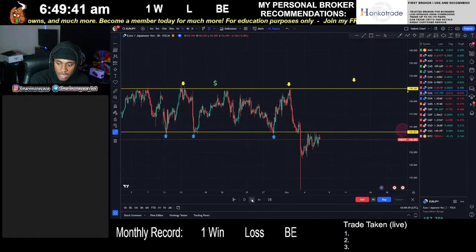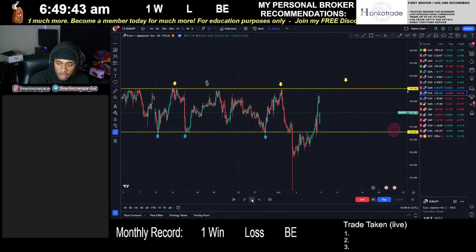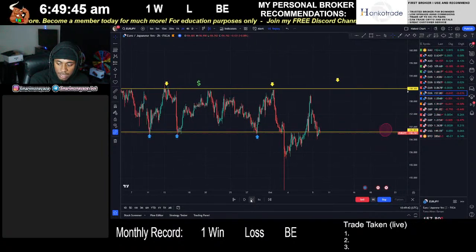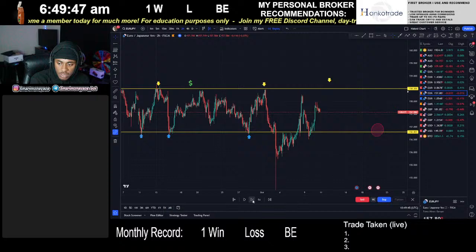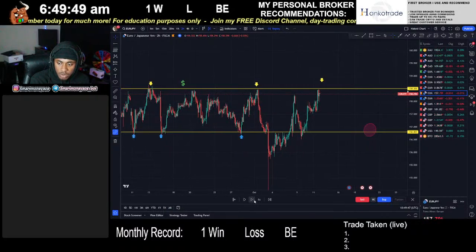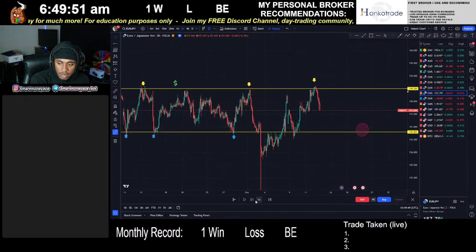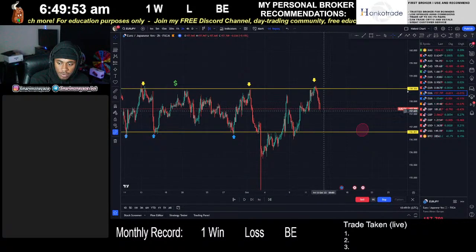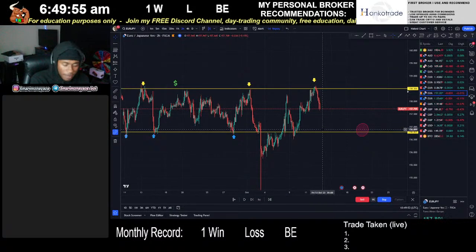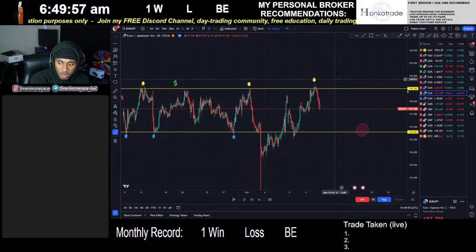And then notice how price comes back into this range. It's that previous support eventually, boom, and doesn't break out, and it's still floating in this range. So that's why I'm anticipating price to eventually pull back up.